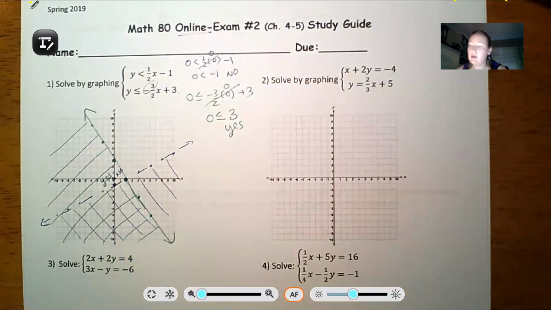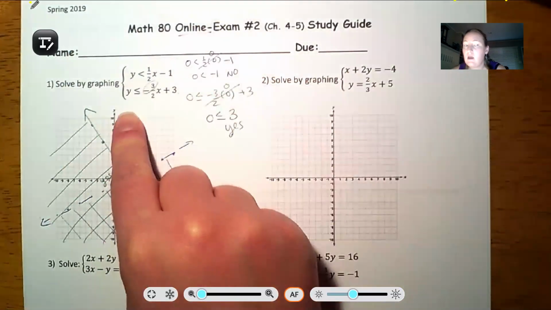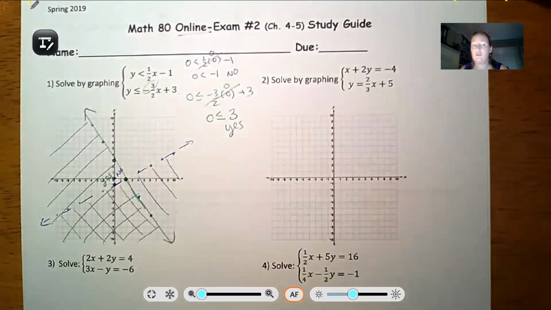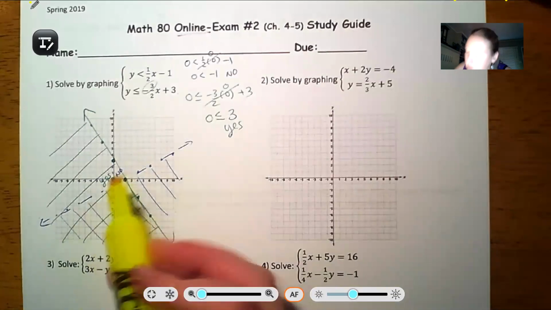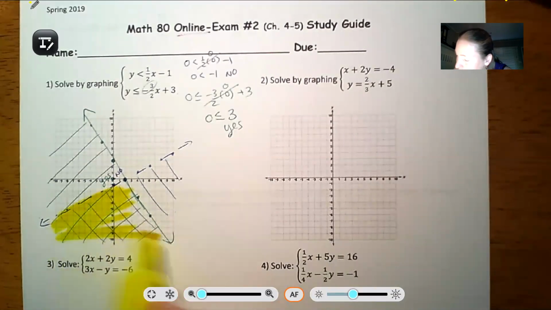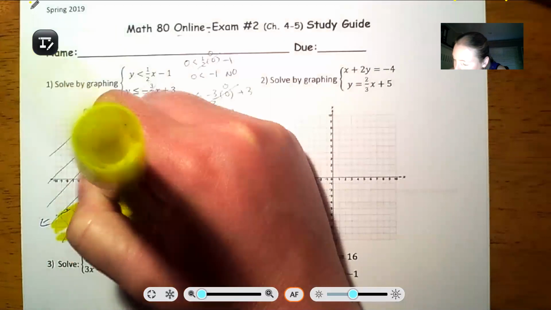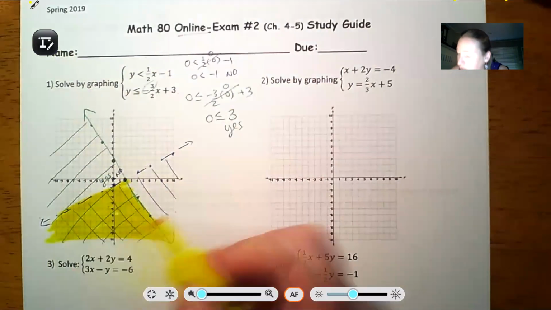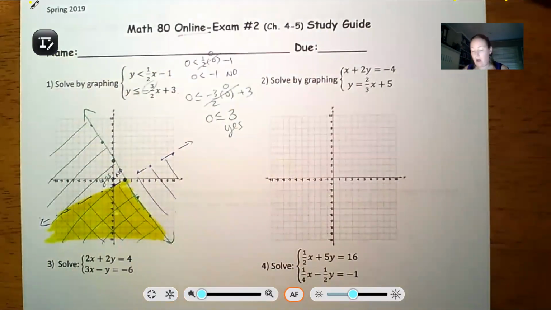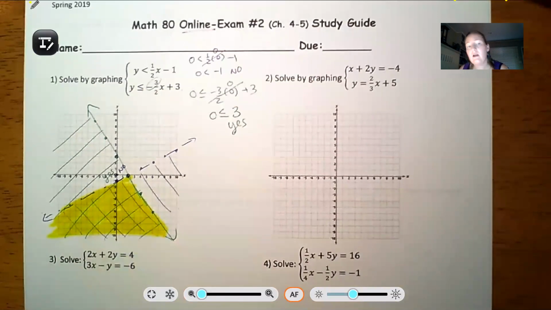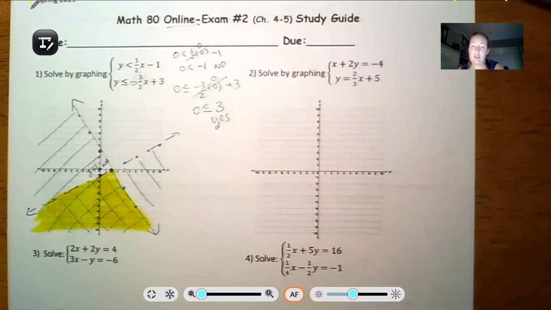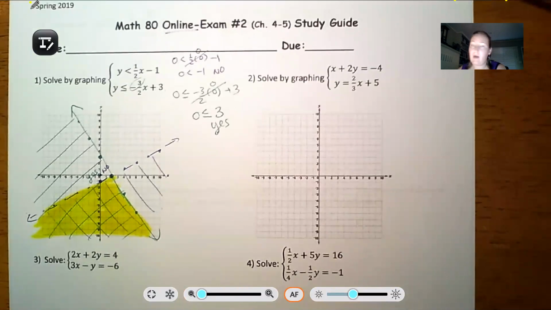And the solution to the system is the solution to both, where they overlap. So the solution to the system is this region here. You'd want to darkly shade that or highlight it, make it very obvious that just this quadrant right here has your solutions for the system.